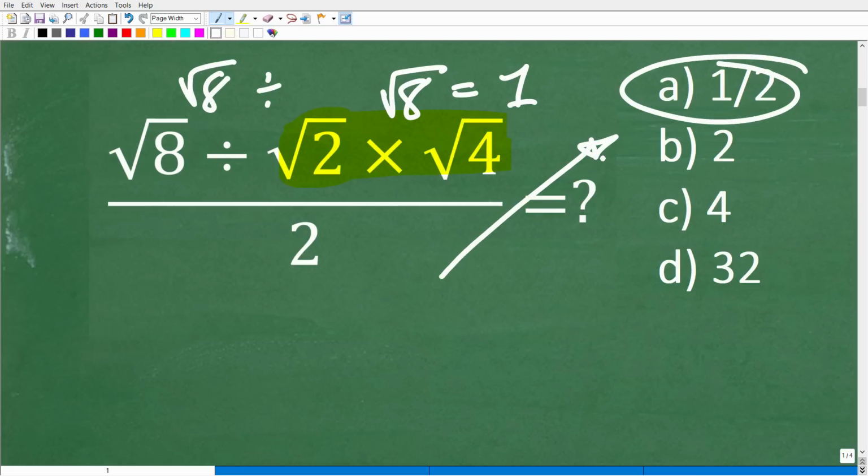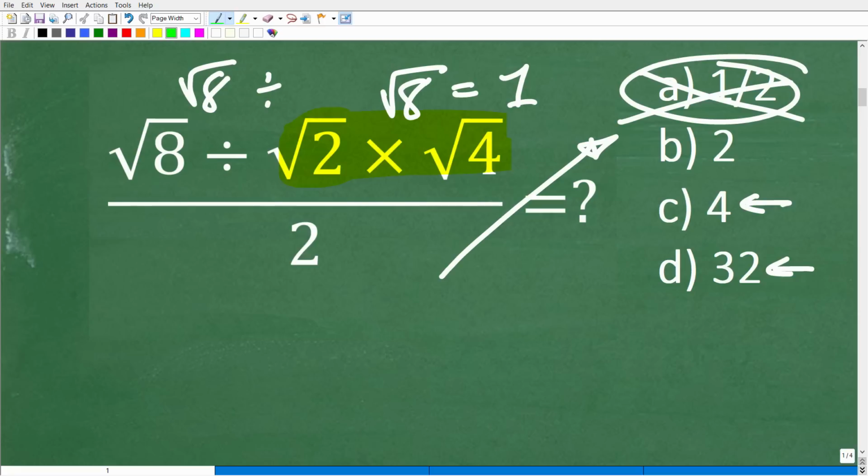Well, that is a fantastic guess. Unfortunately, it's wrong. Okay, now if you chose 1/2 as your answer, well, I think that's a pretty good guess. Now you could see here we have 8, 2, and 4. So of course, maybe our answer has something to do with 4 and 32.